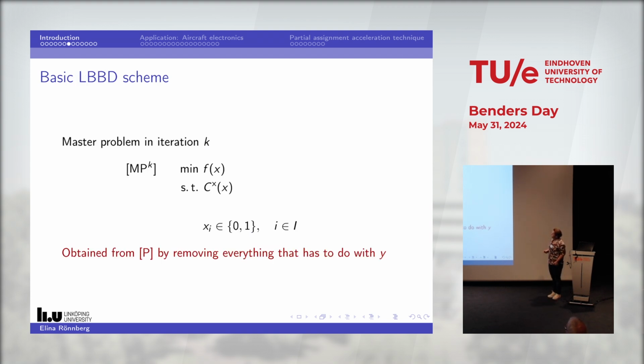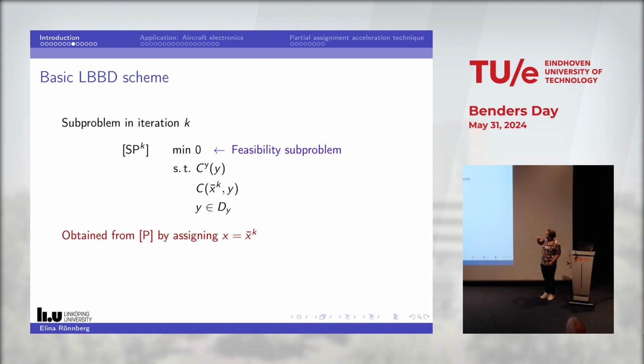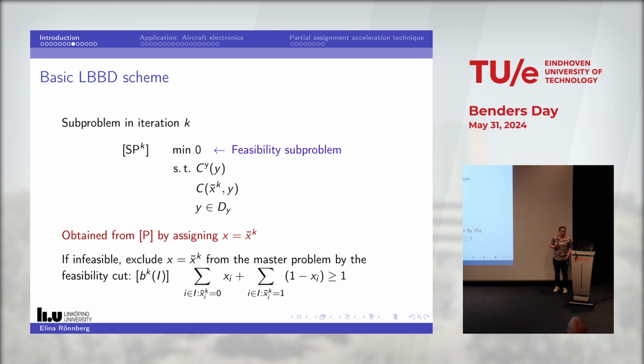So the master problem looks like this. And then I will add my feasibility cuts. I have a solution in iteration k. I use that to fix x^k and get my subproblem. And in this case, since my objective only depends on x, I have a feasibility subproblem. And if this subproblem turns out to be infeasible, I will exclude the current solution from the master problem by a feasibility cut, a no-good cut of this form.